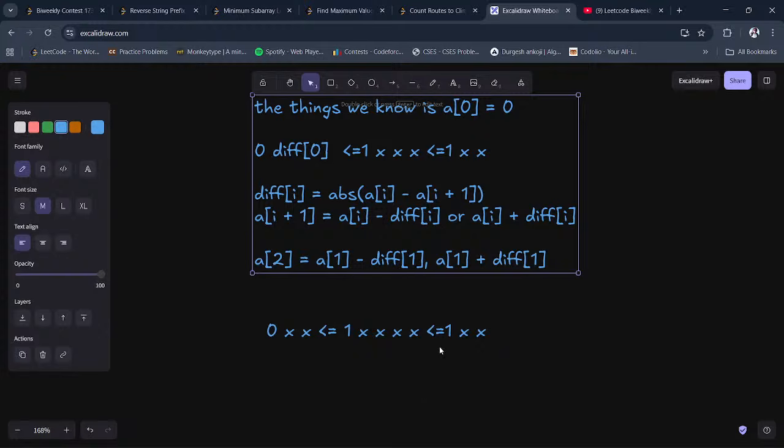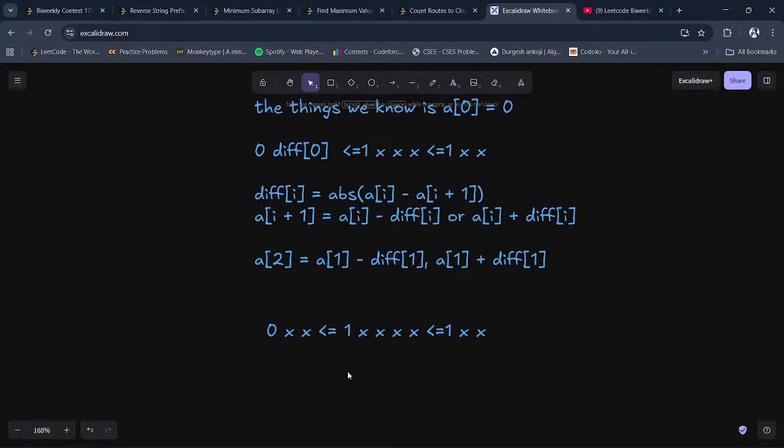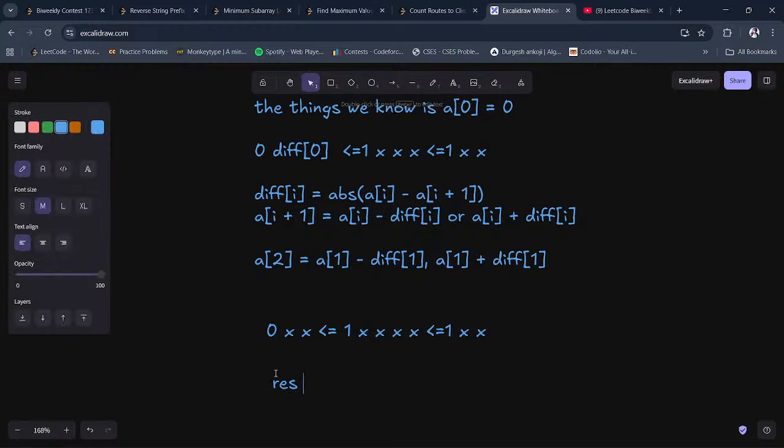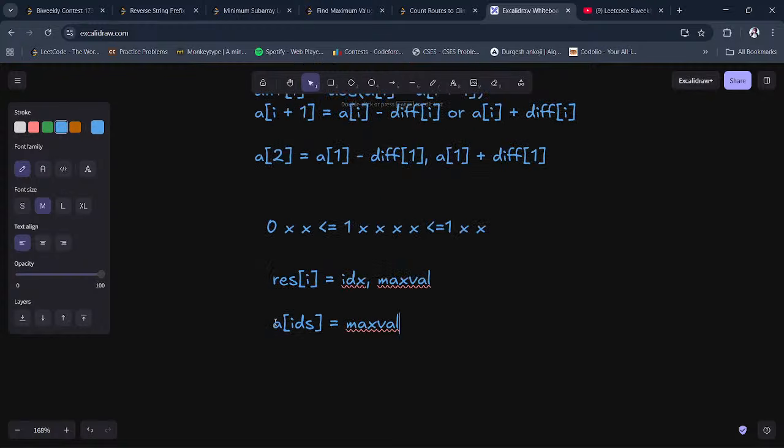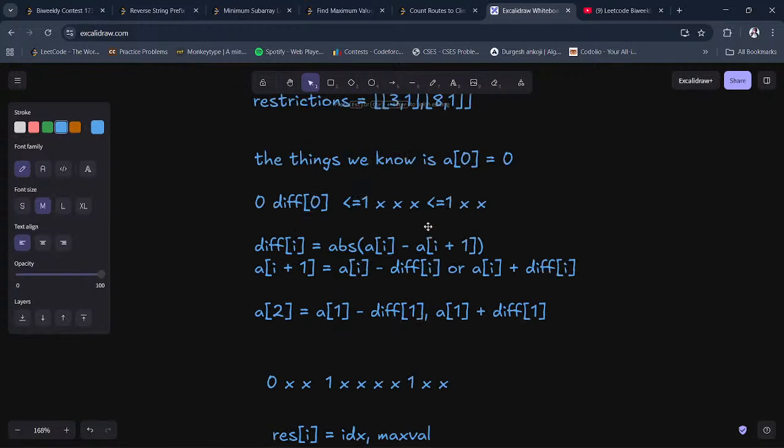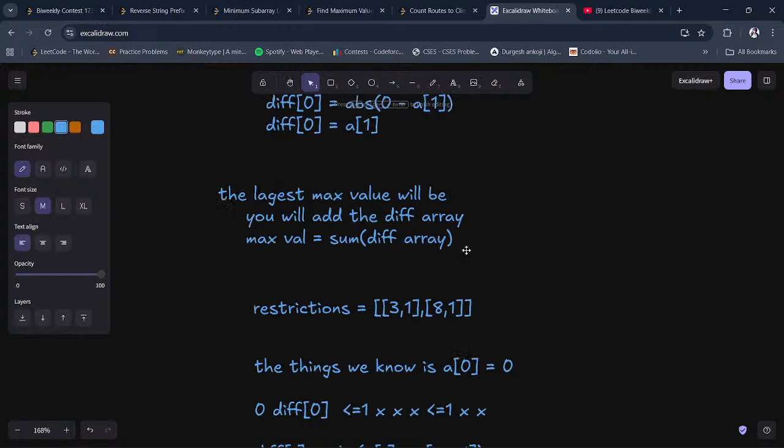So initially we'll go through the restrictions array. The restrictions array will give two things, right? Restrictions of I is nothing but index comma maxval. So we'll try to place a of index equals maxval. This makes sense because this is the maximum possible value we can get. So here it is 1 for me, here it is 1 for me. Now the restrictions array is sorted.